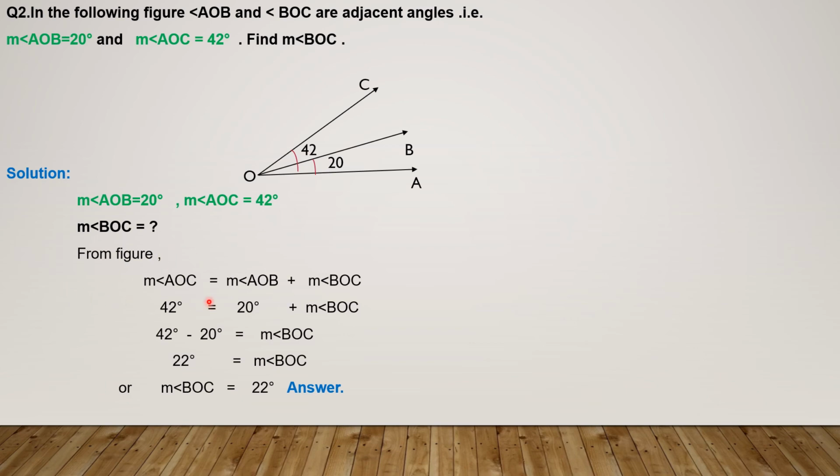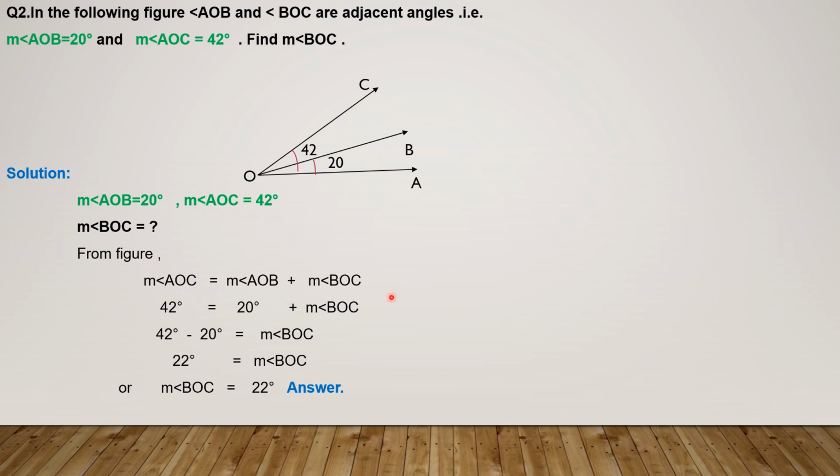From the figure it is clear that angle AOC, this big angle, is containing both these small angles. Means we can write angle AOC is equal to angle AOB plus angle BOC. Means when we add these two angles, we will get the bigger one. Got it? Angle AOC is equal to this angle plus this angle. So this is your equation.